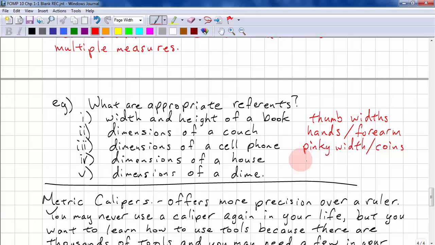Dimensions of a house. You might want to use strides. And if we're using the imperial system, a stride would be a yard. Dimensions of a dime. This is a tough one, but you could use something like paper clips.